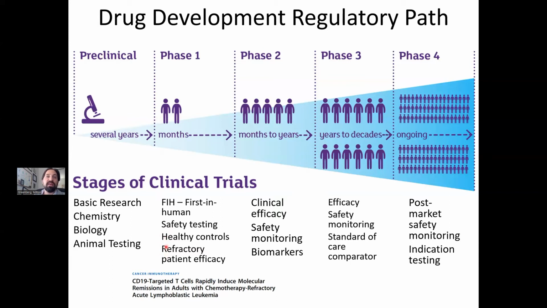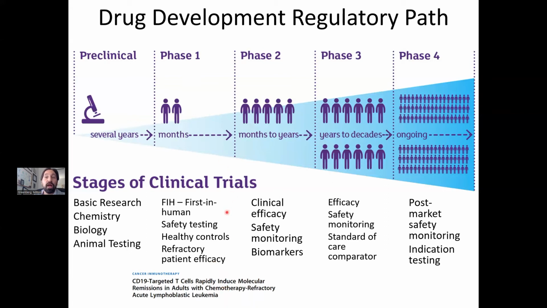In the case of this clinical trial, we can look at refractory patient efficacy. In this case, these are oncology patients who are entirely refractory to standards of care. So these are chemotherapy refractory patients that have B-cell acute lymphoblastic leukemias. So this is kind of the framework for what we're going to be studying today.